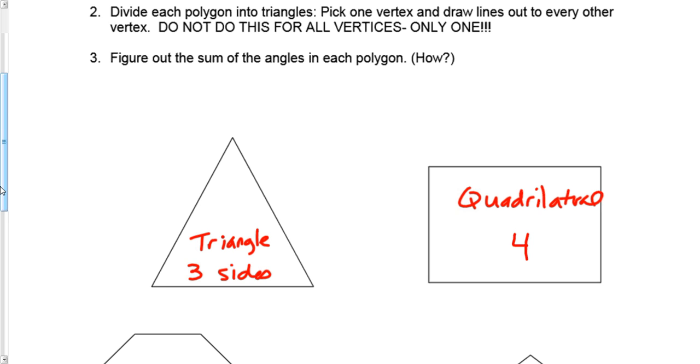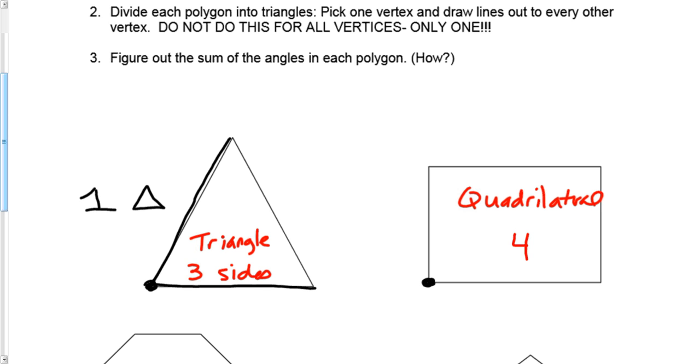Now in the triangle, I cannot divide this up, because if I draw from one vertex, I've chosen this one, out to another, and out to another, I have the same shape. So I only have one triangle. So the triangle has one triangle in it. So let's move to the quadrilateral.